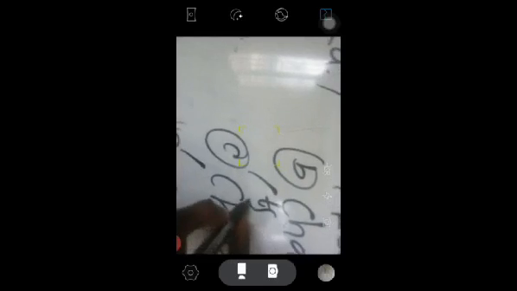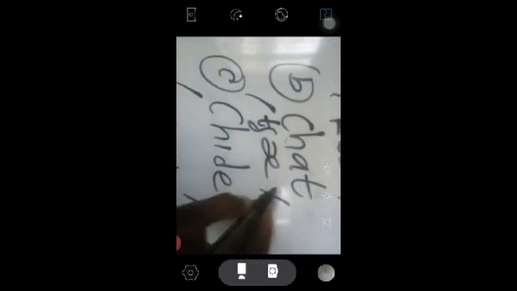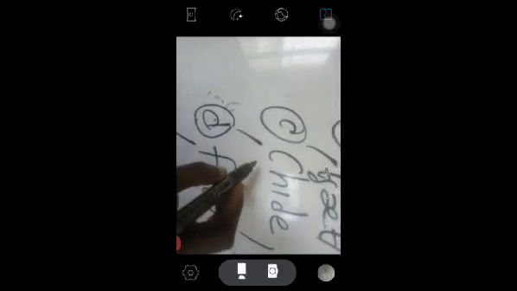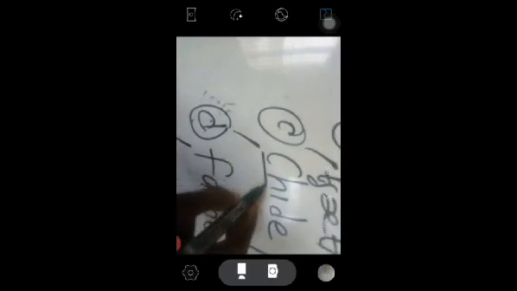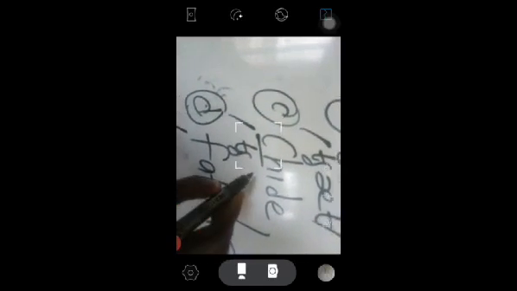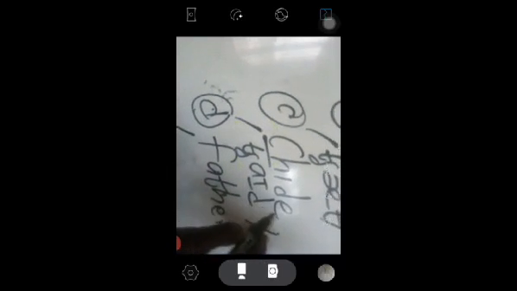Then we also have option B. The letters C and H sound ch. Then the letter A sounds ah. Then the letter T sounds t. So we have chat. Still not giving us what we want. Then option C. The C and H gives us ch again. The letter I sounds I. The letter D is there, and the letter E is silent, so we have chide.